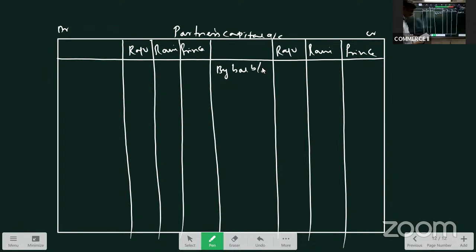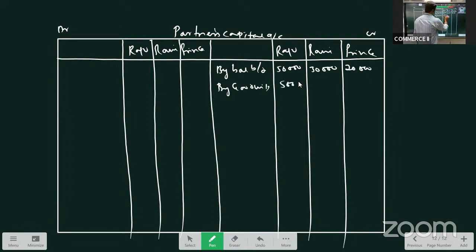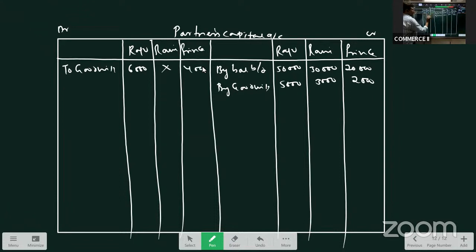Their capitals are 50, 30, 20. Then take the goodwill credited to them. The goodwill was 10,000 and the amount credited was 5, 3, and 2. Immediately, goodwill is written off also. Written off to whom? Written off to continuing partners. That was 6,000 and 4,000.